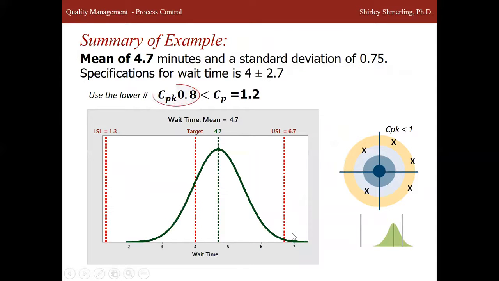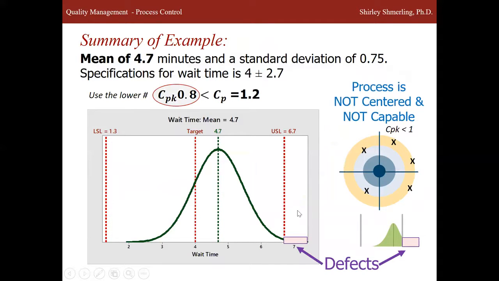So in this case, the CPK is what tells us the capability of the process, and it's under 1, so we know that it's not capable. We see that we have more defects on the right side also. And we know that the process is not centered and is not capable in this case.